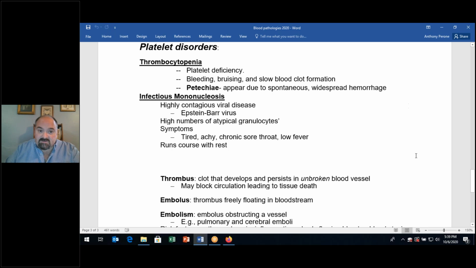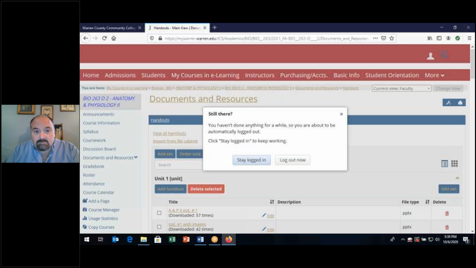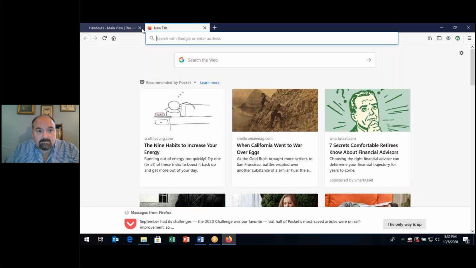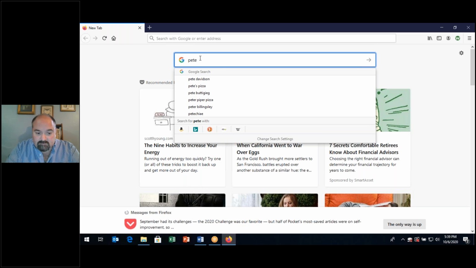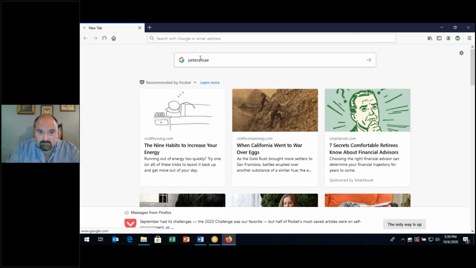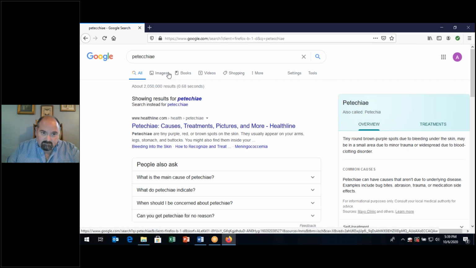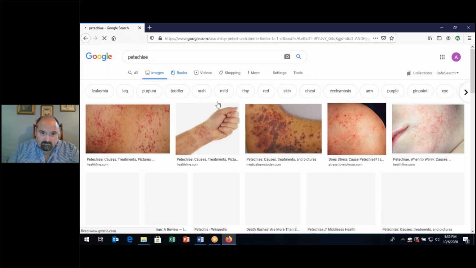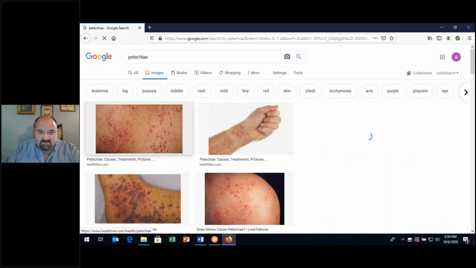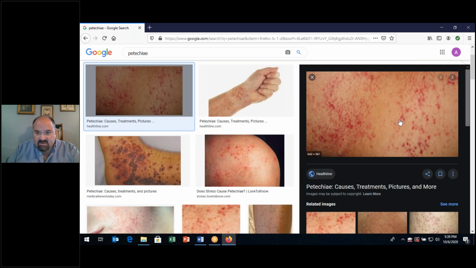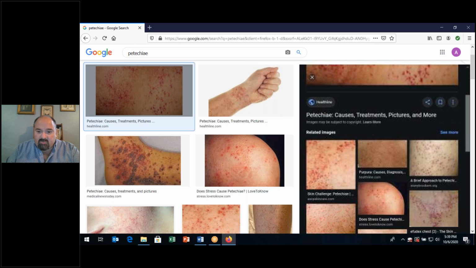Let me show you what petechiae looks like. Okay. So when I think of petechiae, this is kind of what we're thinking of, these little hemorrhages on the skin. They can be pretty brutal, actually.